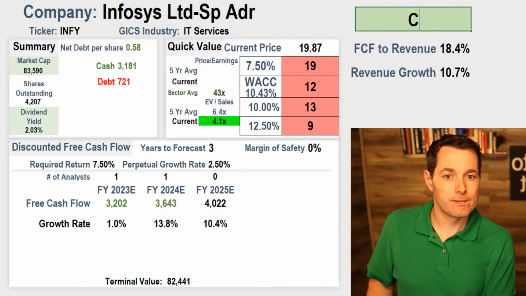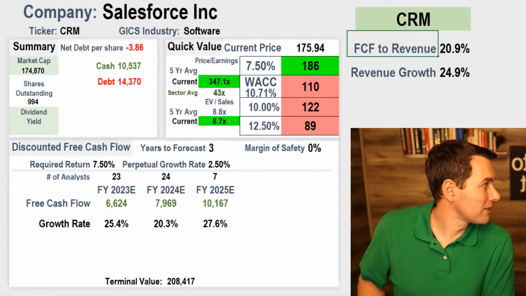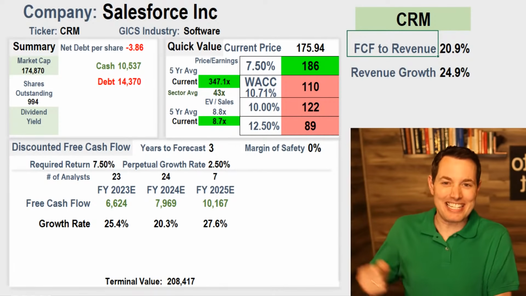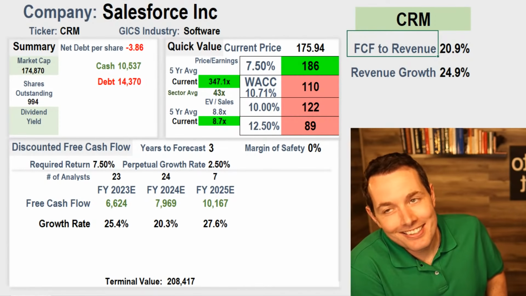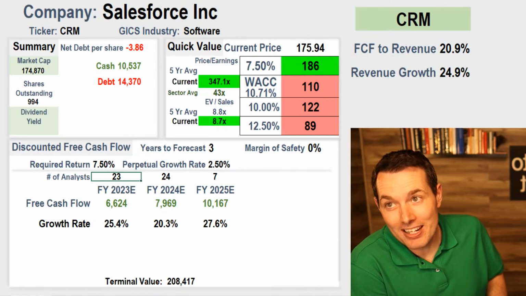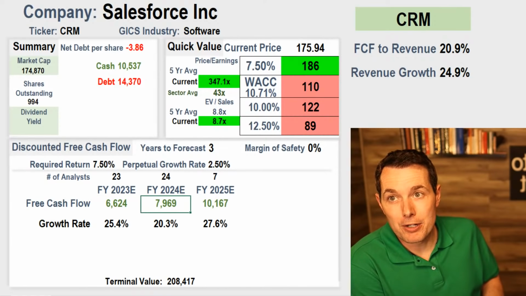All right. What's CRM? You remember? Yeah, that's CRM, it's Salesforce. Couldn't think of the name. You're so close. I'm very upset about that. Look at how many analysts they have. They have a ton of analysts. That's a lot.